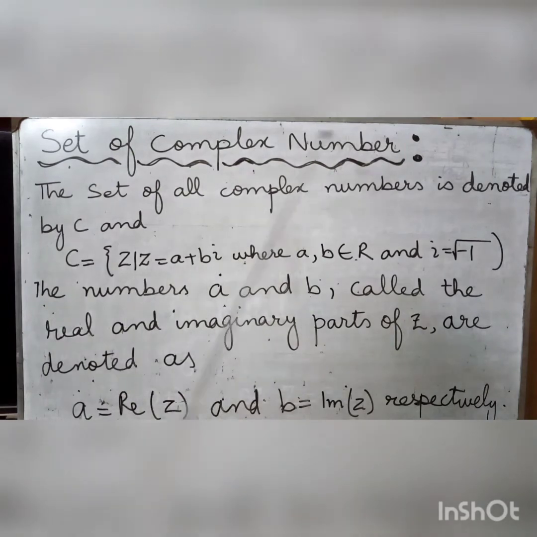Set of complex numbers. The set of all complex numbers is denoted by C, and C is equal to z such that z is equal to a plus b iota, where a and b belong to real numbers and iota is equal to square root of -1. The numbers a and b, called the real and imaginary parts of z, are denoted as a is equal to real part of z and b is equal to imaginary part of z respectively.